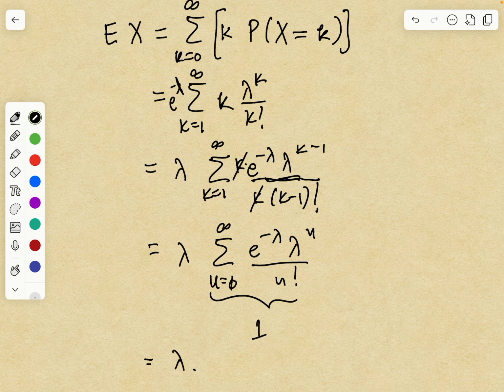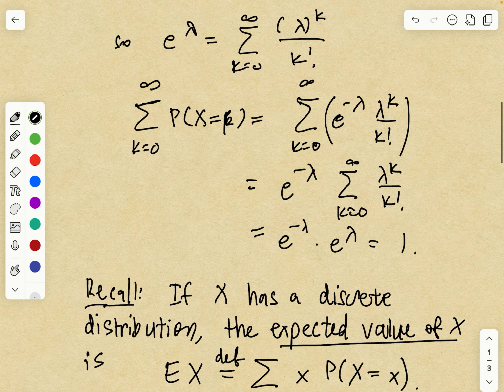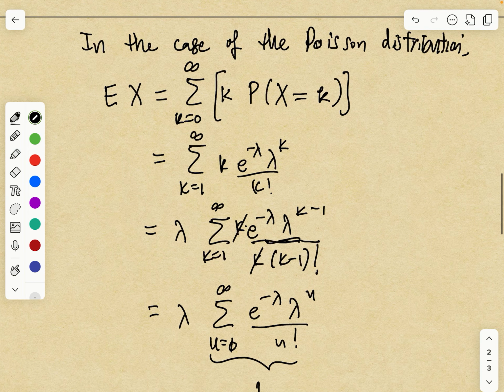So I should not have pulled out an e to the minus lambda here. I should have kept it on the inside. So there's this re-indexing trick. The point is that you can cancel out one of the k's, you pull out the lambda, and then you get a sum. This infinite sum comes from the Poisson distribution, and we know that the sum is 1. That's the calculation that we did here. So the expected value of X in the case of a Poisson distribution with parameter lambda is lambda.